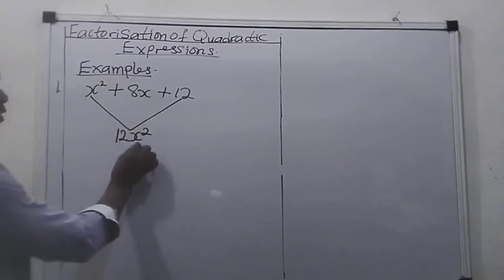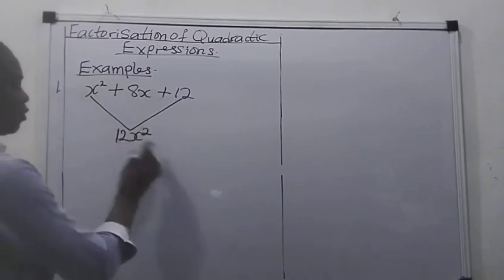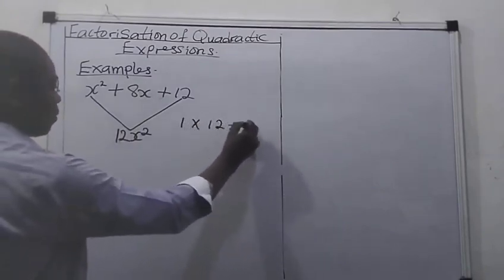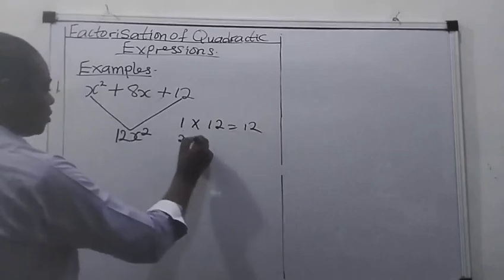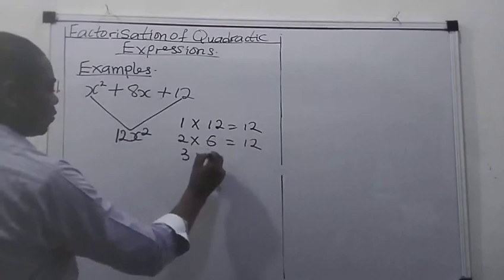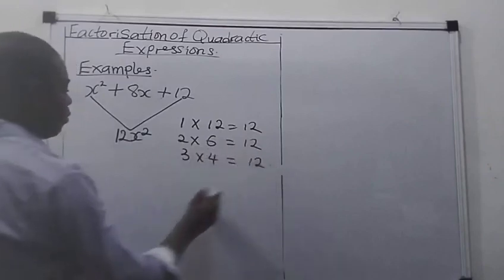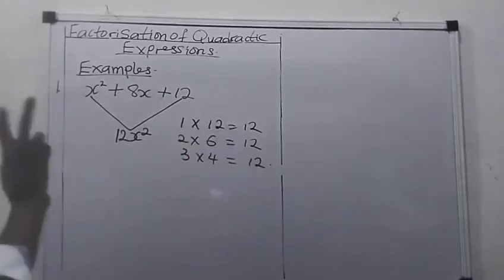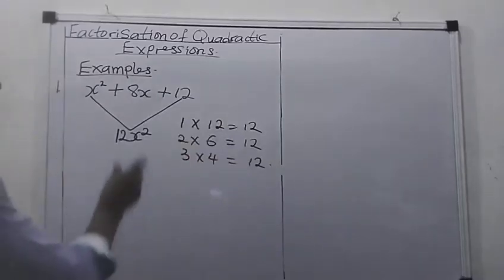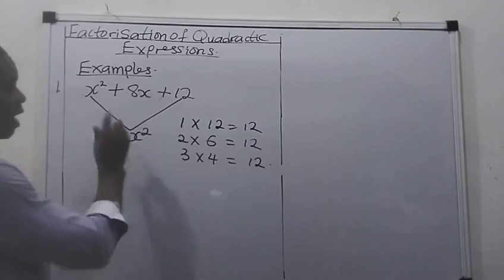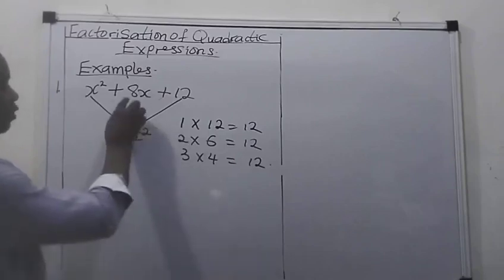So let us forget about the x squared first. What are the factors of 12? You can say 1 times 12 will give us 12. 2 times 6 will give us 12. 3 times 4 will give us 12. But among all these factors, we are to find two factors so that if we multiply them, it will give us this, and if we add the two numbers, it will give us the middle one.